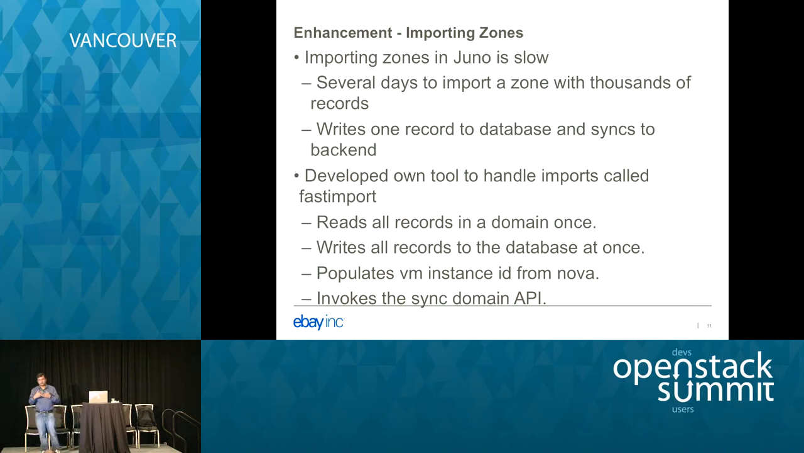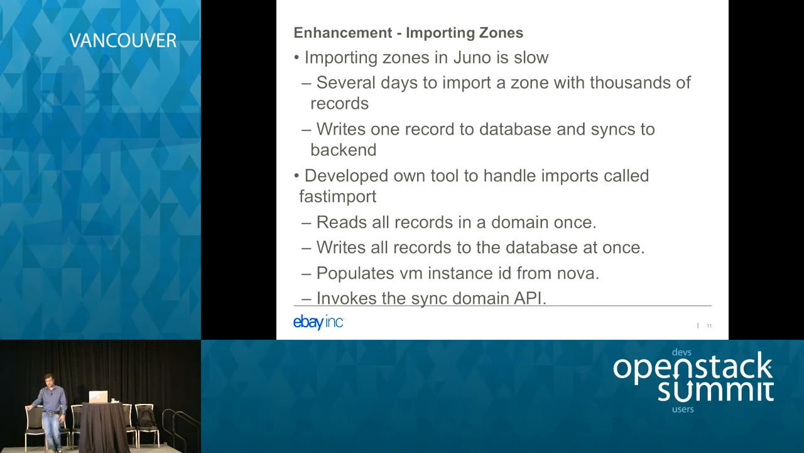So the API call would take several days, and it would fail a lot. Since that was the case, we developed our own tool called Fast Import. What Fast Import does is read all the records in the domain at once. It goes domain by domain, reads all the records for a given domain at once, and writes all the records to the database.